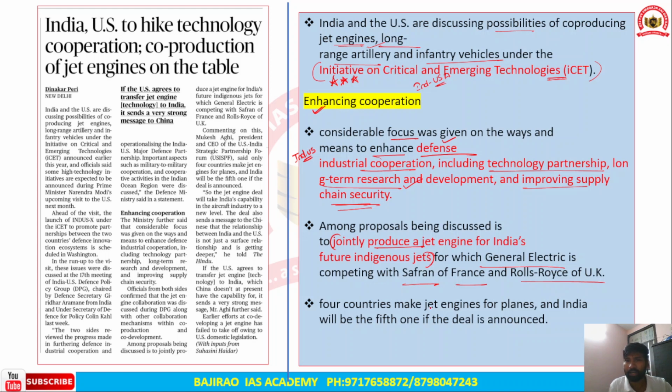As of now, 4 countries make jet engines for planes, and India will become the fifth country if this is implemented, or if the US agrees to transfer the jet engine technology to India, for India's future jet engine building projects. So please remember the initiative on critical and emerging technologies.